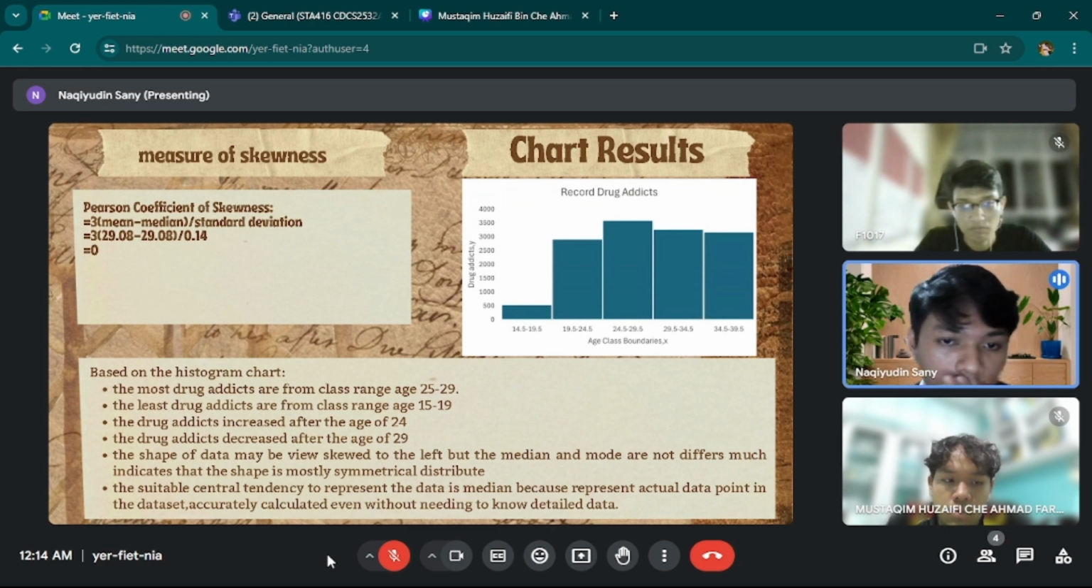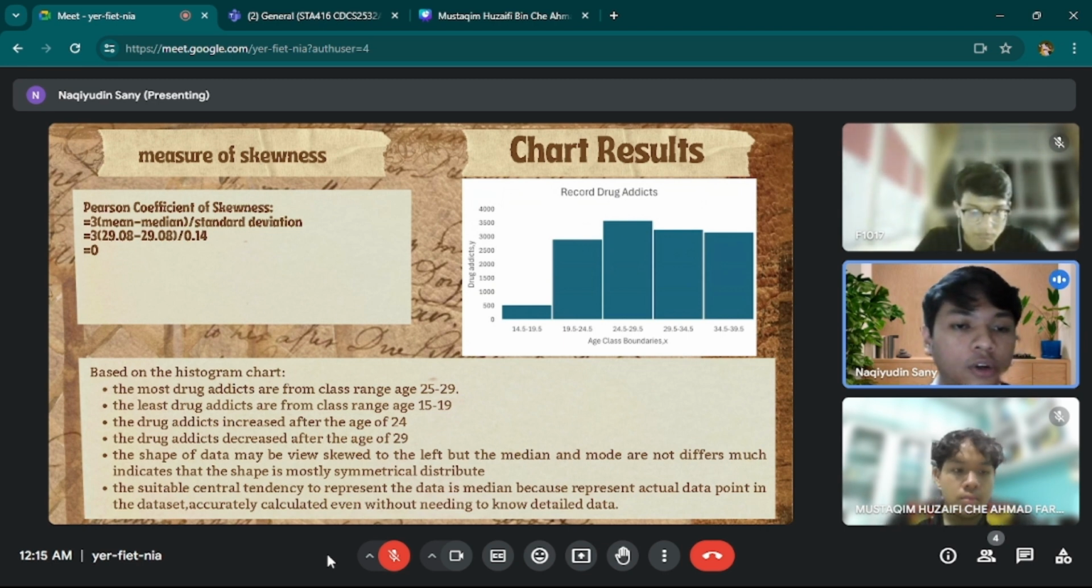Even though it is slightly skewed to the left, we consider it symmetrical because the mean and median do not differ much. Based on the histogram charts, we conclude that the most drug addicts are from the age class range 25 to 29. The least drug addicts are from the age class range 15 to 19. Drug addicts increase after the age of 24 and decline after the age of 29.